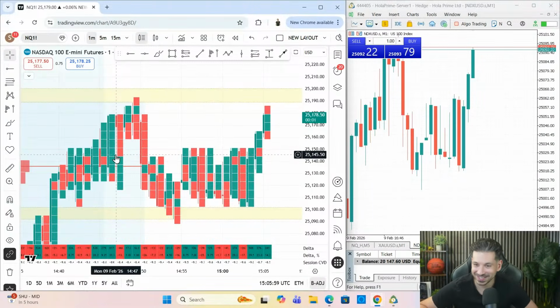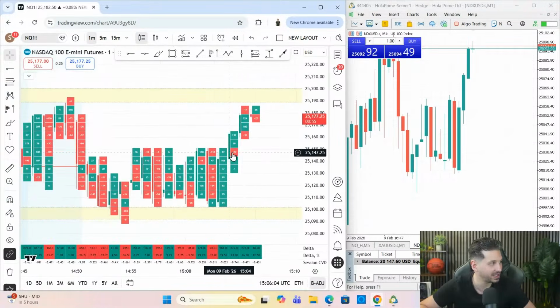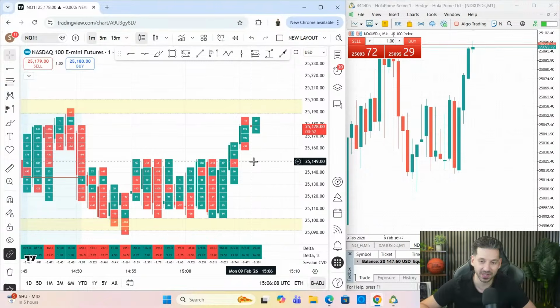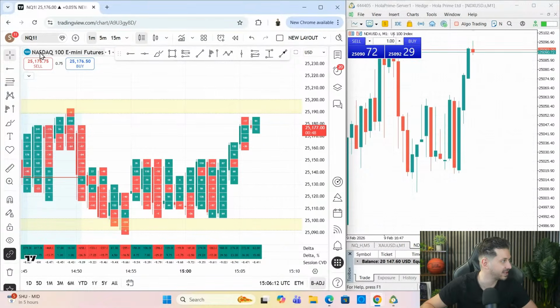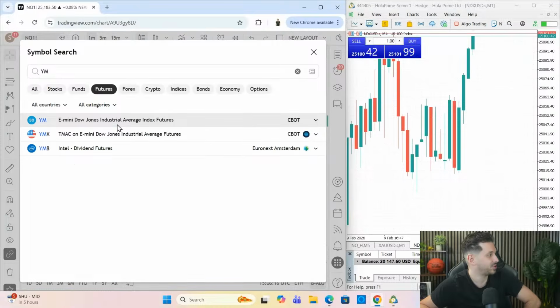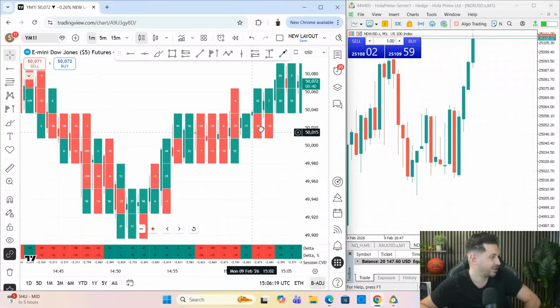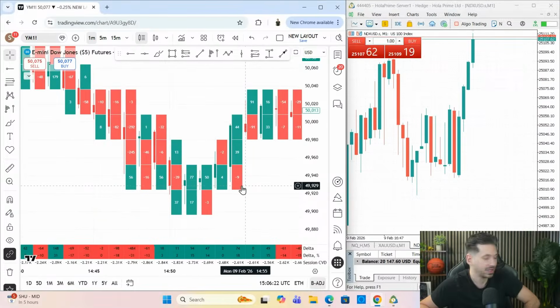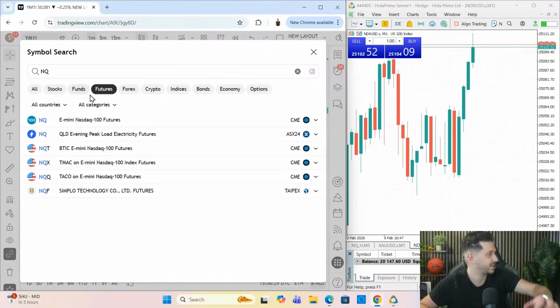Can I use the footprint with YM with the Dow? Yes, you can absolutely use the footprint with the Dow. I would recommend it works best on the ES, then the NQ, then the Dow, because the Dow's footprint volume is just not that great. If I go to it, you can see the volume is a little bit poor on the Dow. So it's a bit harder to read, but you could absolutely use it.